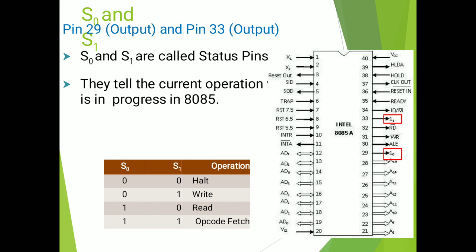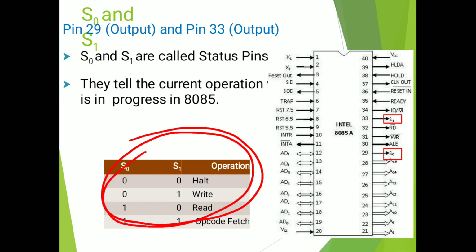Now S0 and S1 pins, that is pin number 29 and pin number 33. S0 and S1 are called status pins. They tell which current operation is in progress in the 8085 microprocessor. Or S0 and S1 are the status signals which are sent by the microprocessor for various operations. There is a table.